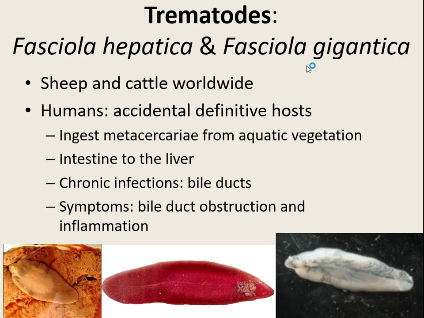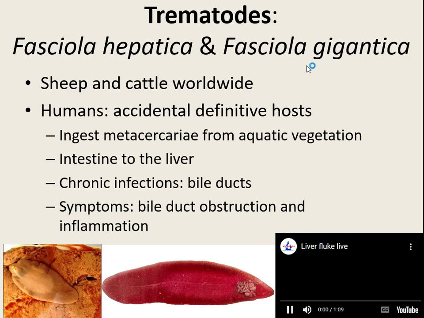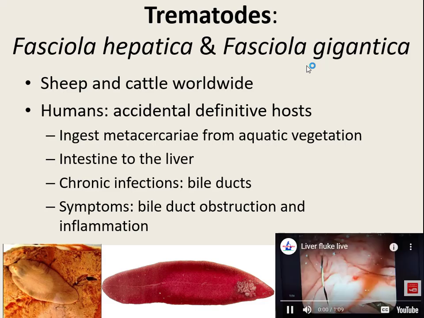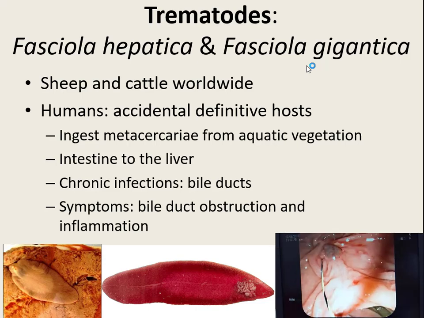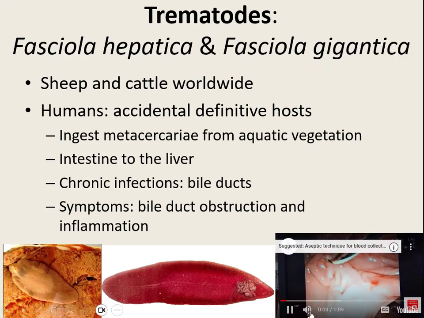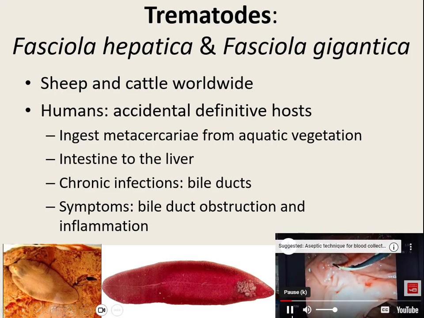Now, a couple of the trematodes that cause us issues. One is called Fasciola hepatica because it affects the liver. That's the part of the name. The other is Fasciola gigantica because, again, these are very large flukes. They are visible. We don't need a microscope to see them when they're an adult. They're usually found in sheep and cattle, and we again are accidental hosts.